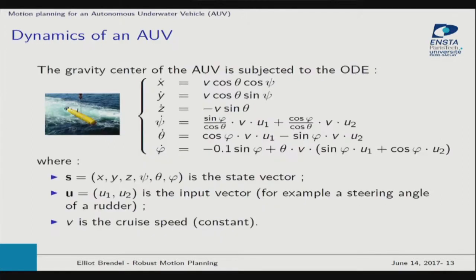So we applied this approach to an autonomous underwater vehicle, which is subjected to this ODE, where x, y, z are the coordinates, psi, theta, phi are the Euler angles. There's a two-dimensional parameter u1 and u2, for example, a steering angle of the rudder, and v is the cruise speed, so we assume it's constant.